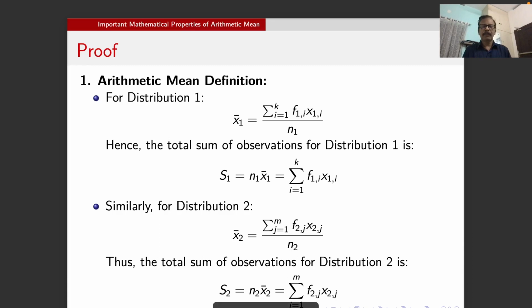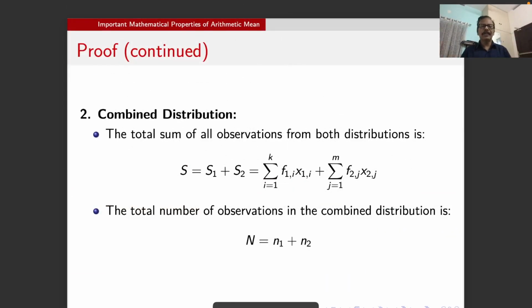So we have two sets of observations, two distributions. The total sum of all observations of both the distributions is nothing but S1 plus S2. That is summation i equal to 1 to n1 f1i into x1i plus summation j equal to 1 to n2 f2j into x2j. Let me denote this as S, the total sum of all the observations. Now how many observations are here? In the first set there are n1, and in the second there are n2. So their sum, let me denote as n, the total.